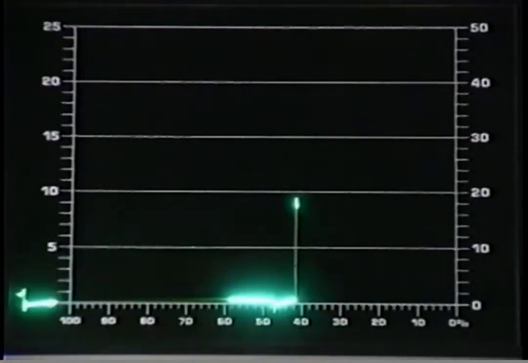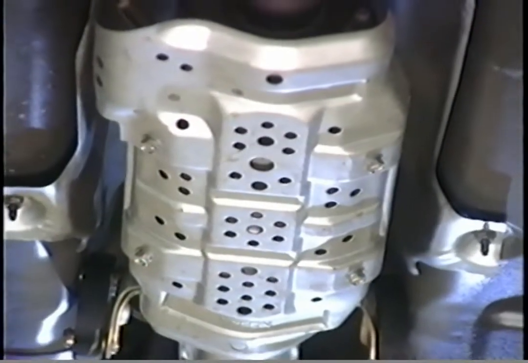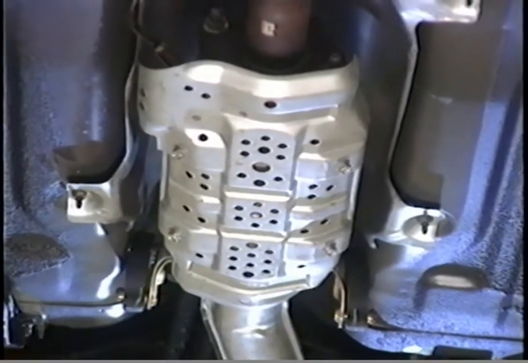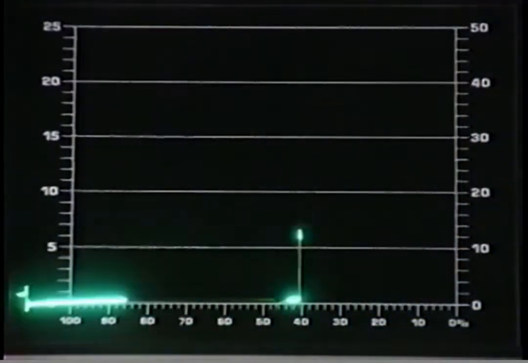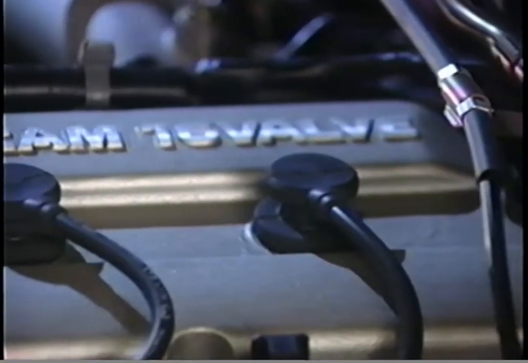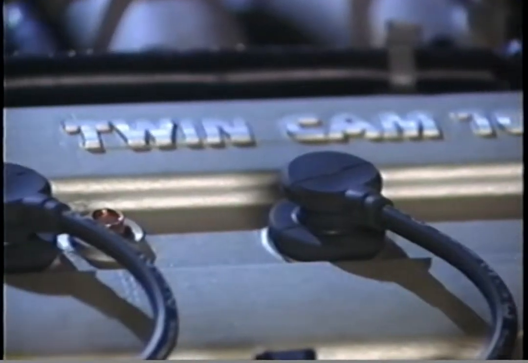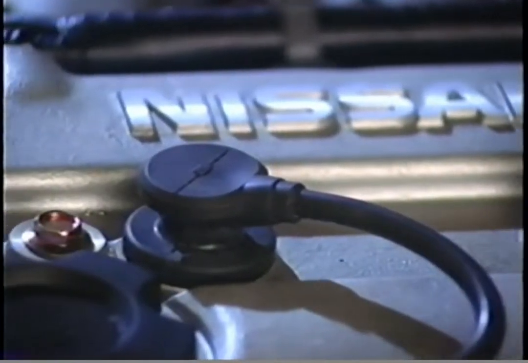OBD-II tests for an engine misfire, which from an emissions point of view is extremely critical. If a vehicle with a misfire continues to be driven, it could lead to a permanently damaged and therefore inoperative catalytic converter. OBD-II checks overall engine performance and, if a misfire occurs, can identify the individual cylinder by number.